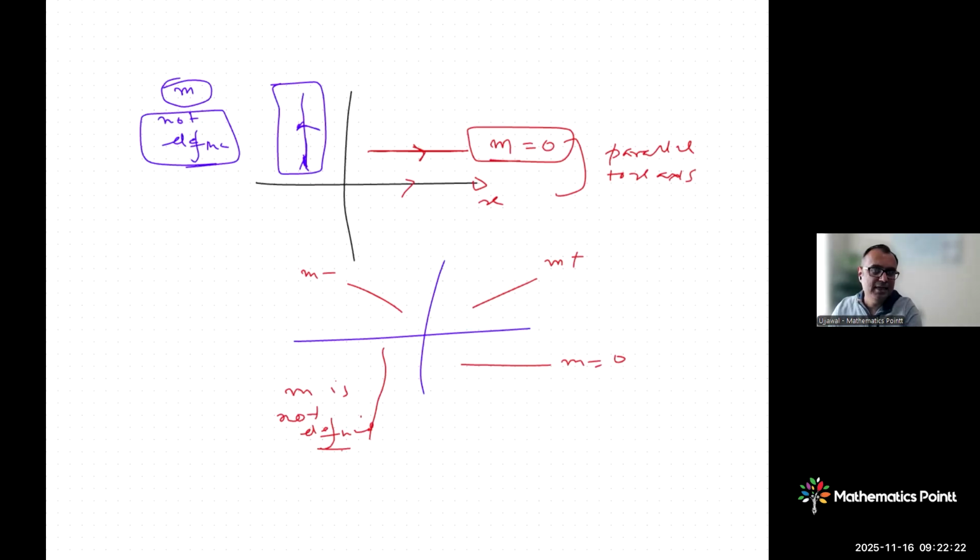Okay. Let's try to calculate the value of slope. Super important. How do we calculate the value of slope?